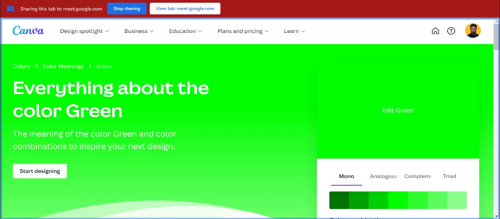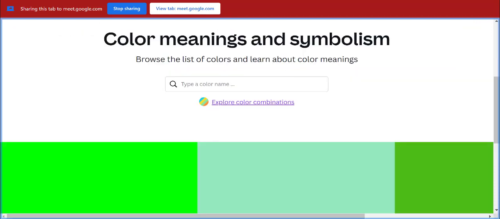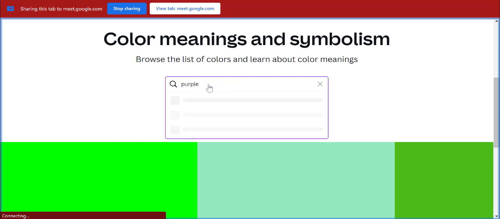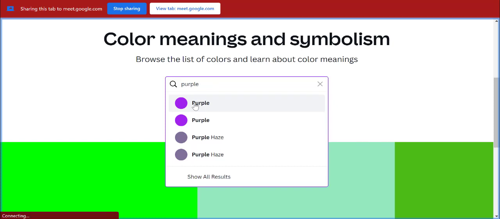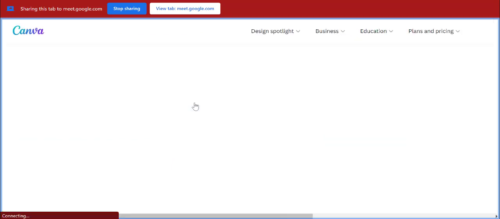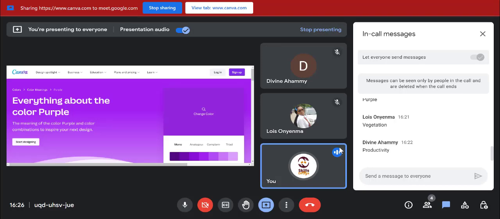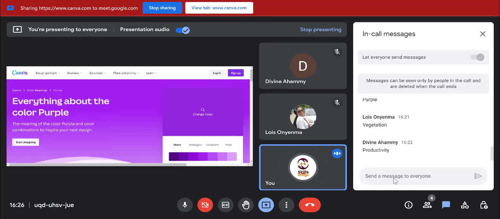Okay, so we'll move to the next one, which is purple. Divine said purple, right? So we're going to purple. Okay, purple, purple, purple. Yes, also one of my favorite colors. Purple and blue are my favorite colors. Okay, so purple, before we move down to what it means, I need both of you to tell me in your own terms what you think purple is.